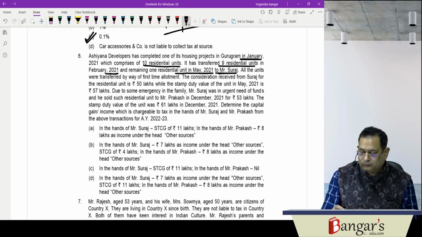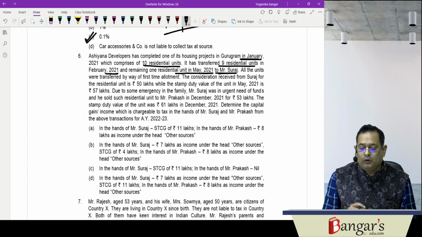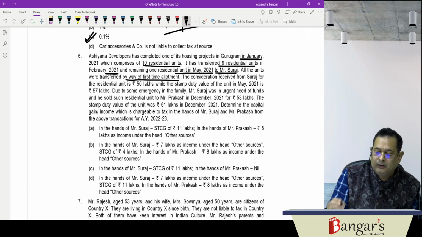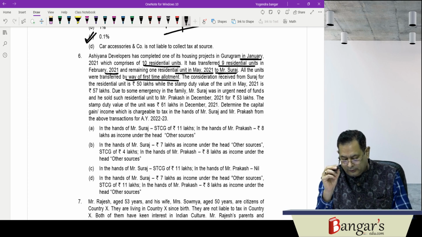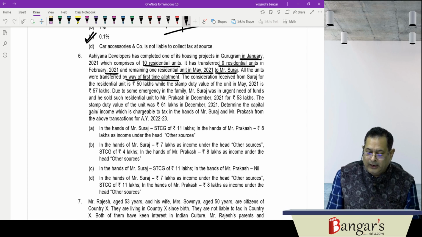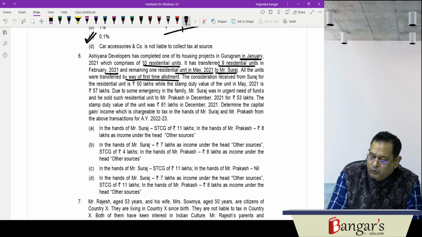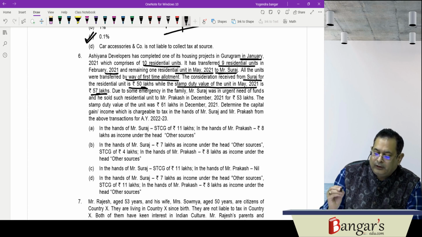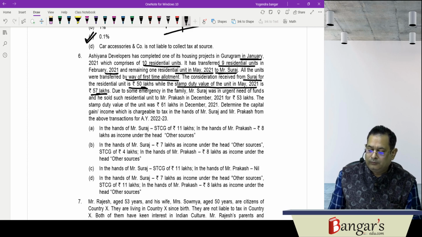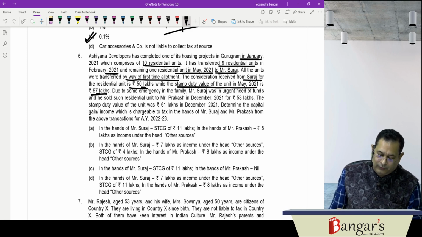Now what has been provided is that all the units were transferred by way of first time allotment. The consideration received from Suraj for the residential unit is 50 lakh, while the stamp duty value of the unit in May 21 is 57 lakh. Consideration has been received from Mr. Suraj amounting to rupees 50 lakhs only.